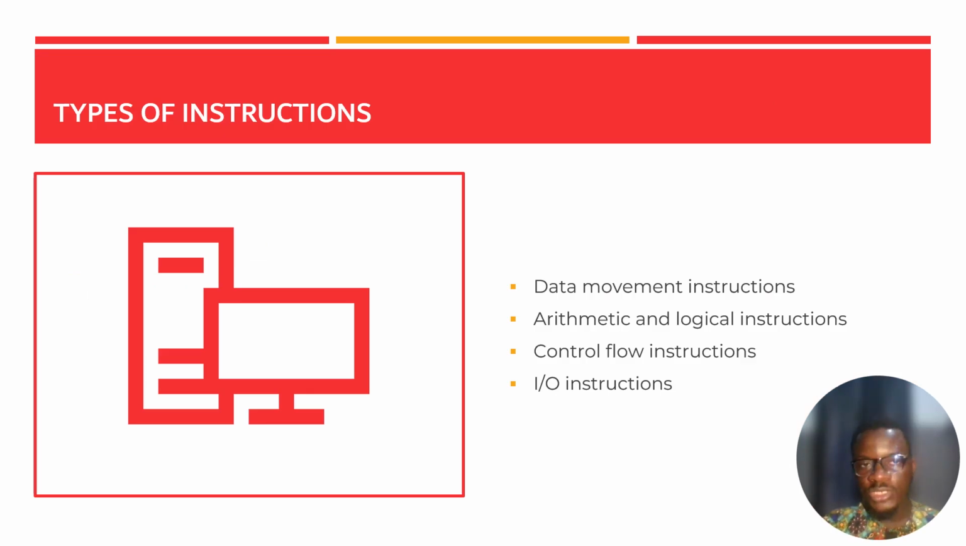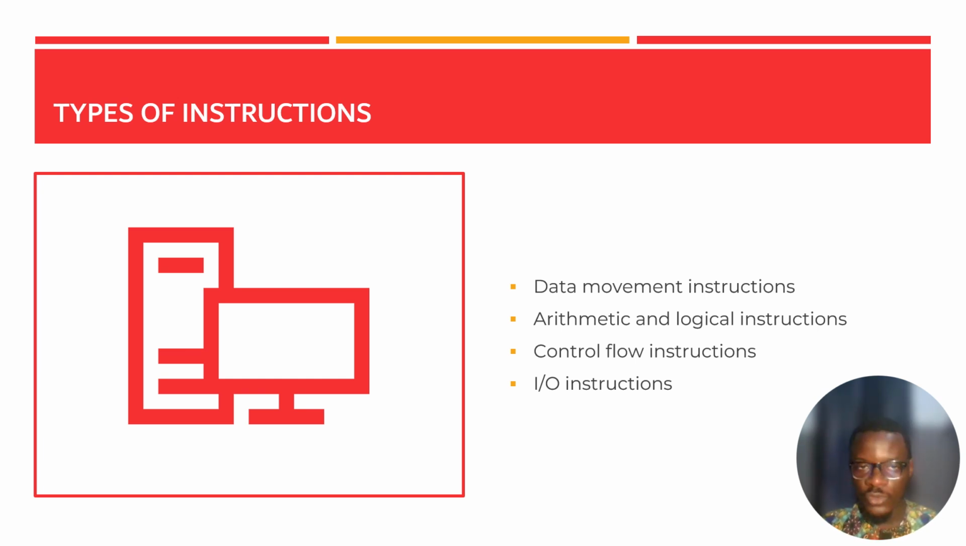Now, instructions can be categorized into several types. We have data movement instructions. These are the ones that transfer data between registers or between memory and registers. So that is data movement instruction. Then we have arithmetic and logic instructions, which perform calculations or logical operations.